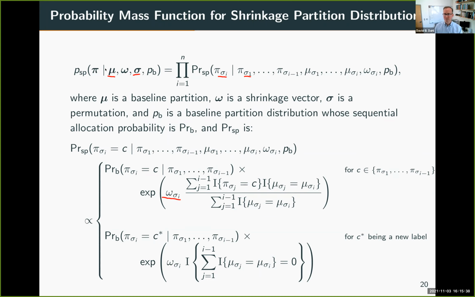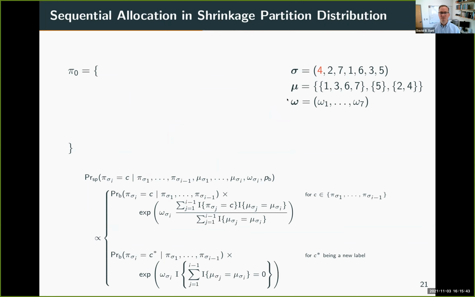Let's see how simple this really can be by looking at a little toy example. Suppose we have n equals 7 items and our baseline partition says that 1, 3, 6, and 7 are together, 5 is by itself, and 2 and 4 are together. Our random permutation, suppose, is allocating first item 4, then item 2, then 7, all the way up until the last item gets allocated, and that's item 5. We also have item-specific shrinkages, omega 1 to omega 7. So first we allocate item 4.